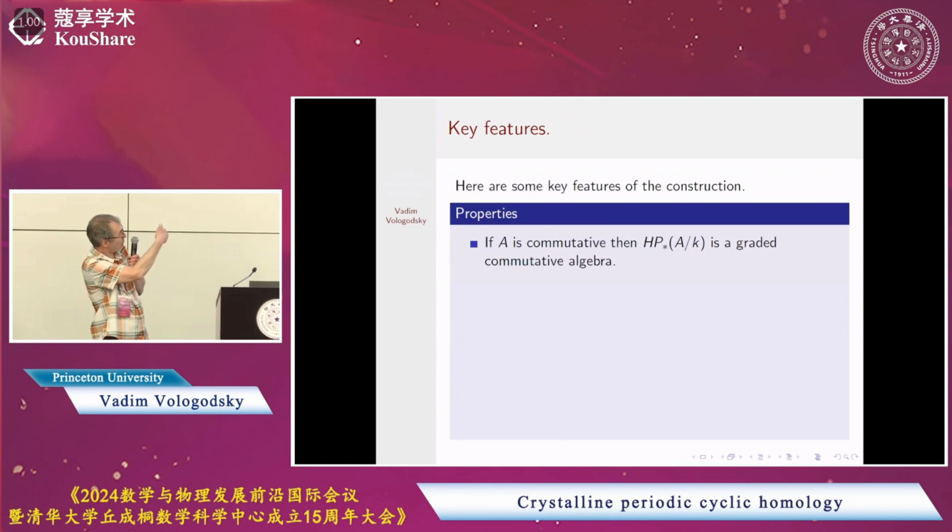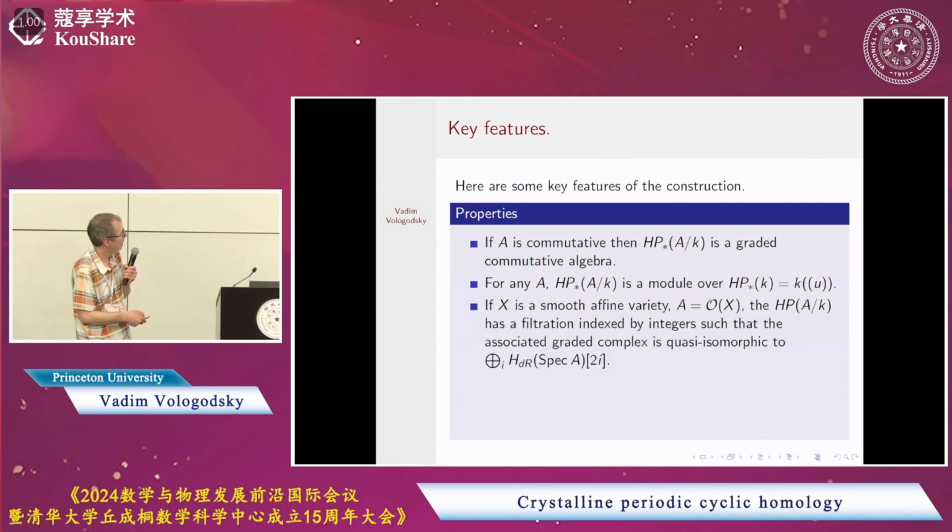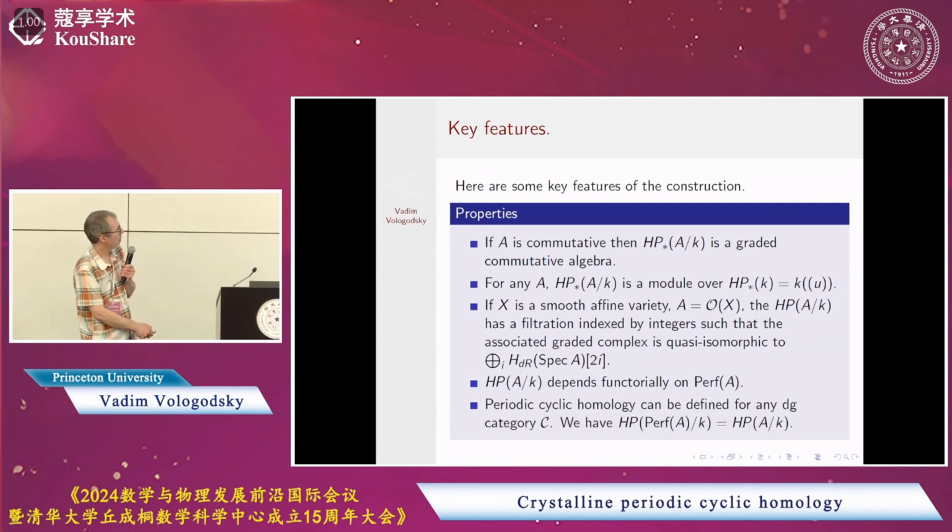So the basic properties are the following. First of all, if A is commutative, then HP, the periodic cyclic homology, has an algebra structure. And it's a module over Laurent polynomials in one variable, where the degree of u is 2 again. If X is a smooth affine variety, then this periodic cyclic homology has a canonical filtration indexed by integers whose associated graded is de Rham homology. Lastly, periodic cyclic homology can be defined not only for algebras, but also for differential graded algebras and even for categories.